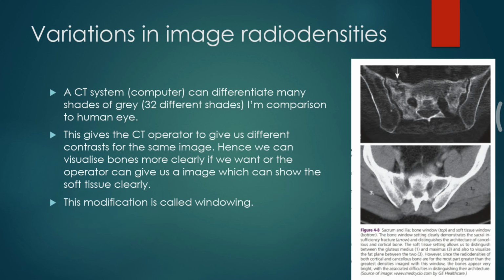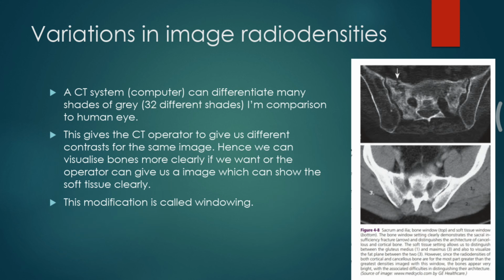Next, we will look into variations in image radio densities. The same CT scan which is taken can be given in different shades of gray. Now, what contributes to this is a CT system, that is the computer, can differentiate many shades of gray. It can differentiate up to 32 different shades of gray in comparison to the human eye, which can only differentiate 7 shades of gray. This gives the CT operator the ability to give us different contrast for the same image.